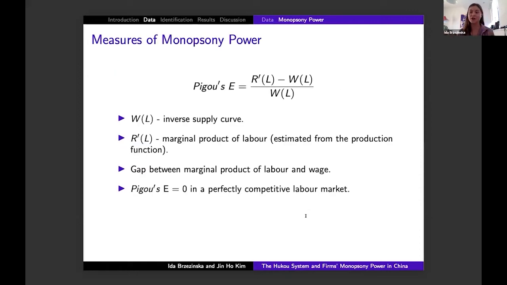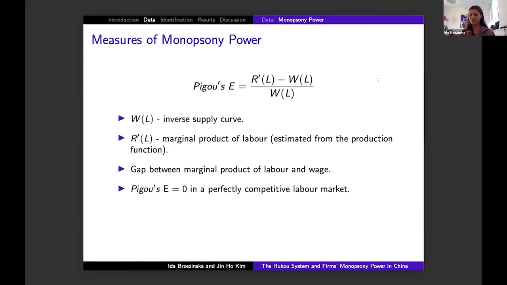And how we actually measure monopsony, this is a very intuitive approach to it. Pego's-E really just captures the gap between the marginal product of labor and the wage. So if you think about this benchmark textbook economics scenario of a perfectly competitive labor market, you should always be paid your marginal product of labor, so this gap would be 0. So we're benchmarking the case where Pego's-E is 0 as the case of no monopsony power. And then whenever the gap arises and the marginal product of labor is actually larger than the wage, then we interpret that as firms holding wage setting power over labor.